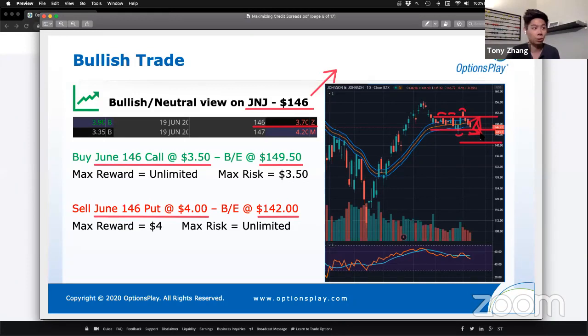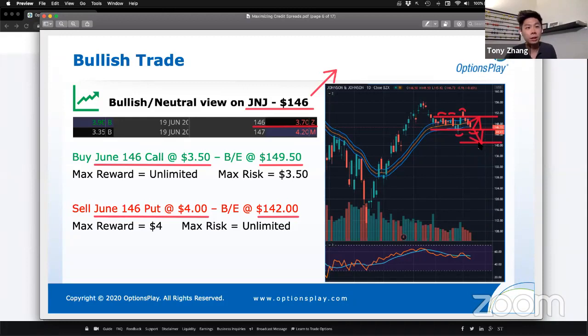The downside here with a short put is the fact that you have unlimited risk to the downside, right? When I buy a call option, my risk is only $3.50 no matter what. When I sell a put option, I have unlimited risk, meaning if the stock goes to zero, I'm losing $146, well, really $142, in exchange for what? Just $4 of income. And that many times for most people is difficult to swallow, right? Risking $142 to make $4.